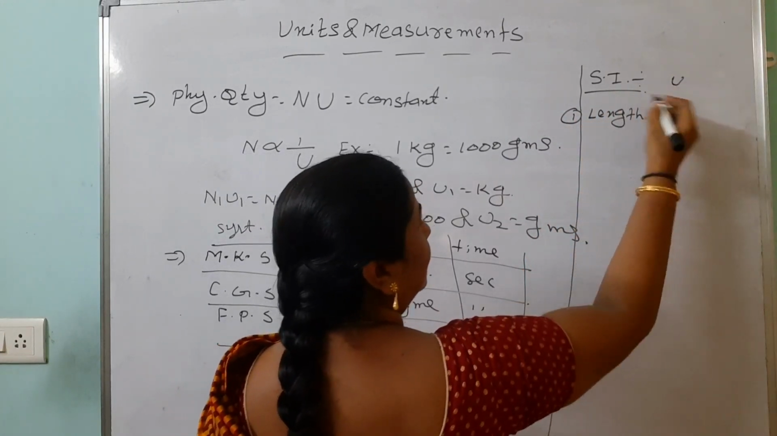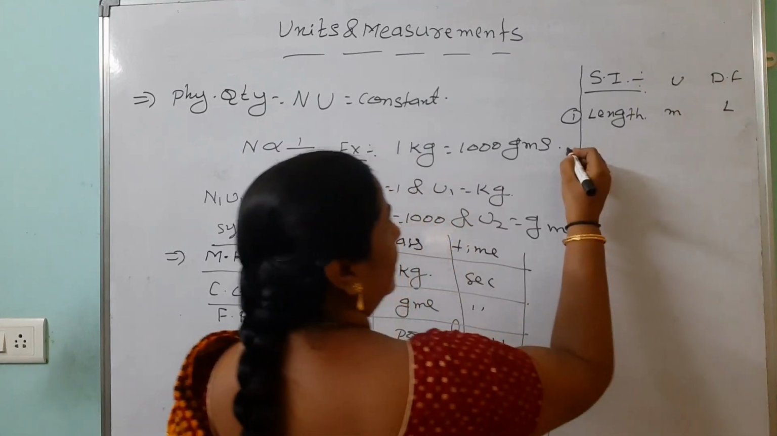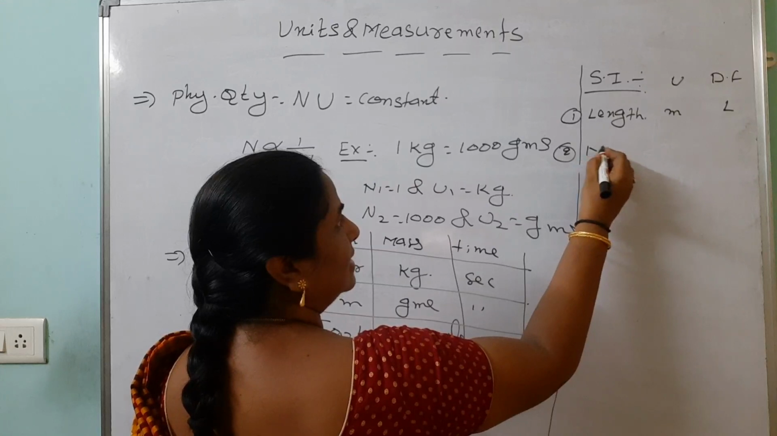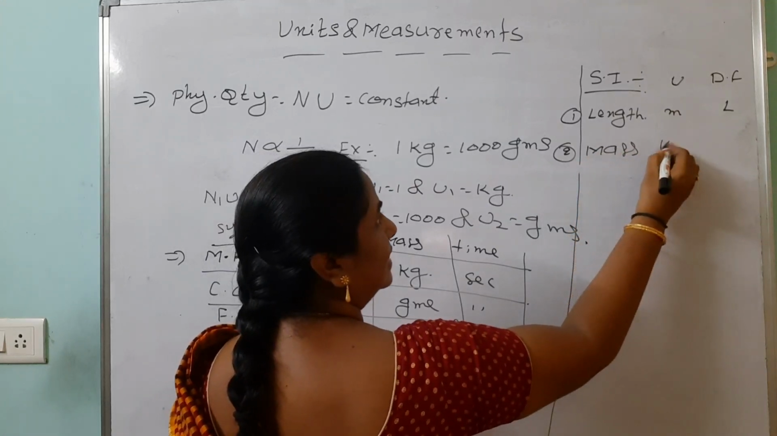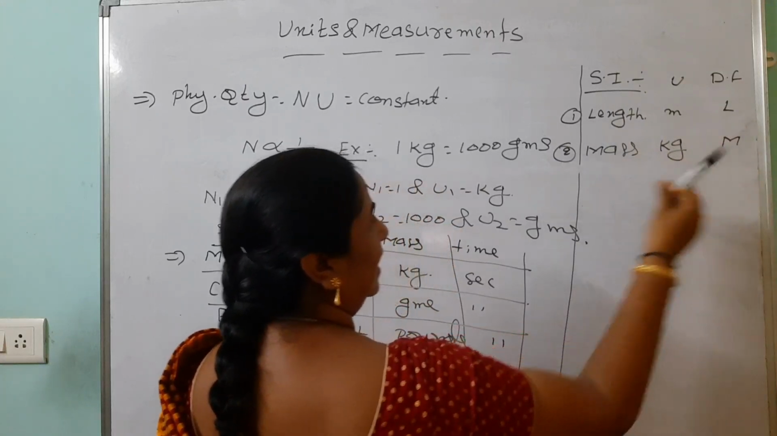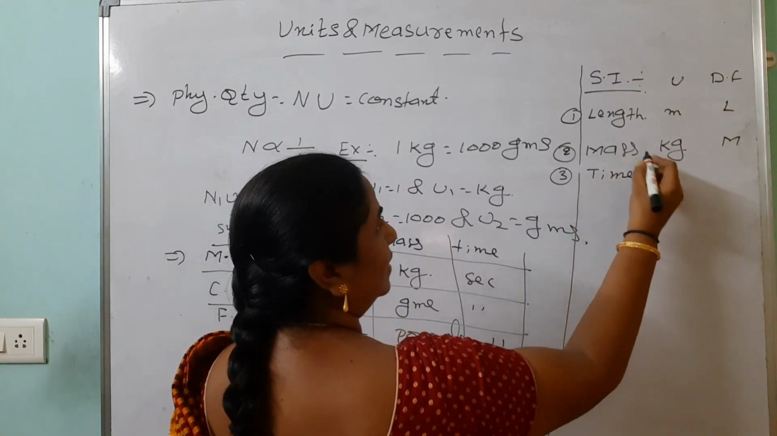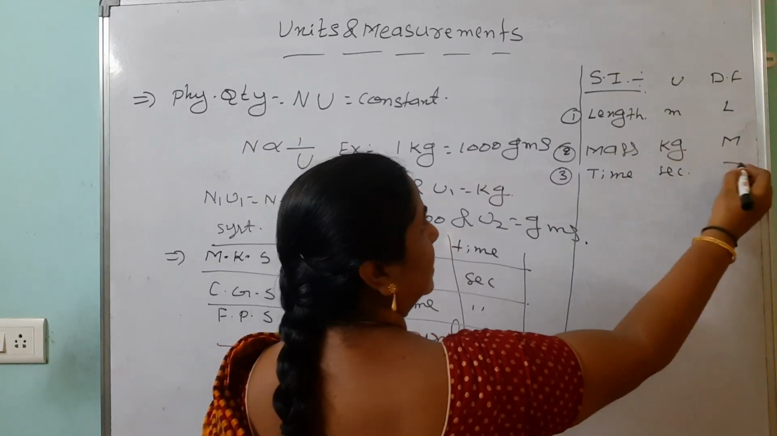Length: the unit is the meter and the dimensional formula is L. Then the second one is mass: the unit is kg and the dimensional formula is M. Usually they take the first letter. The third one is time, the unit is the second, and this is T.